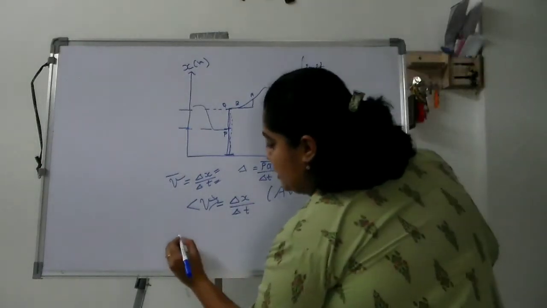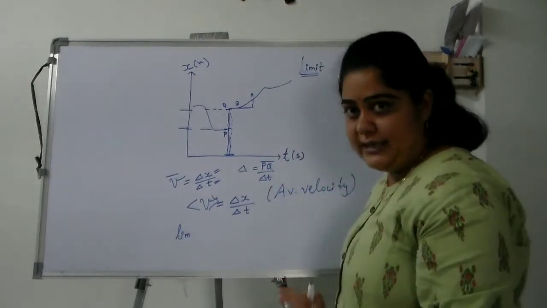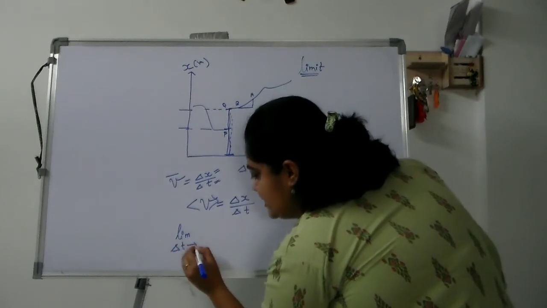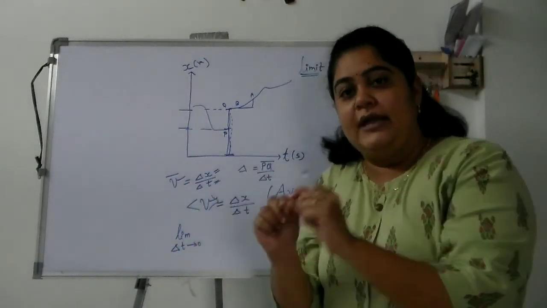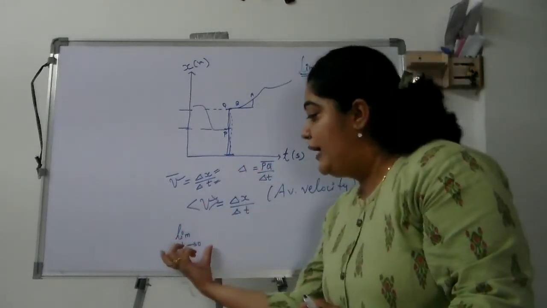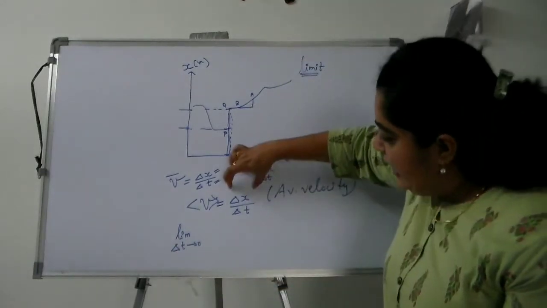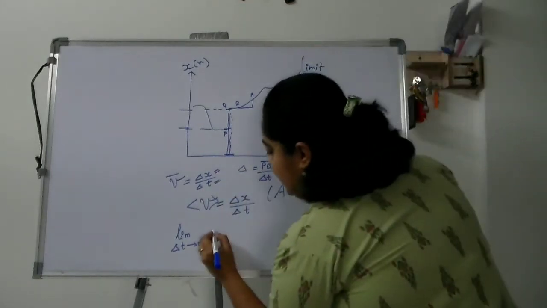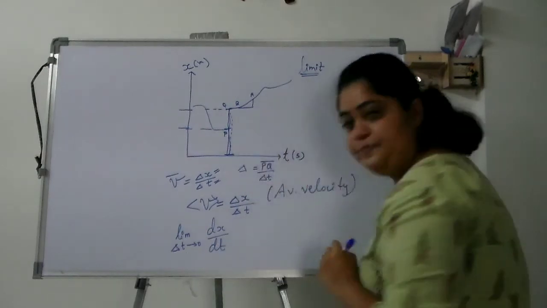But when the limit, this is a mathematical operator, as you can see, when the limit delta t tends to 0. Tends to 0 means it is trying to be 0. It is very small, but it is not exactly 0. So when limit delta t tends to 0, at that time del x by del t will be converted into dx by dt.